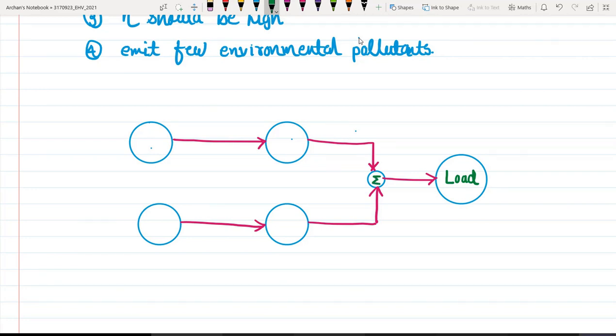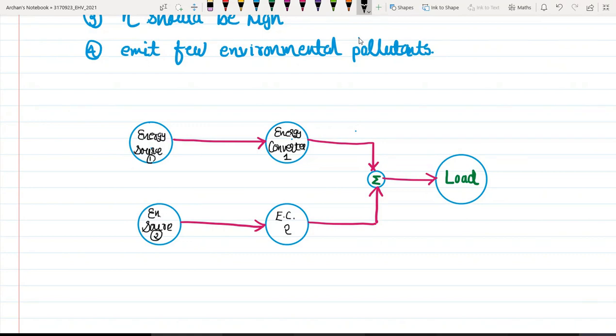Now here will be my first energy source, and here is our second energy source. Let me call it number 1 and number 2. And this will be our energy converter. Okay, so energy converter 1 and here energy converter 2.